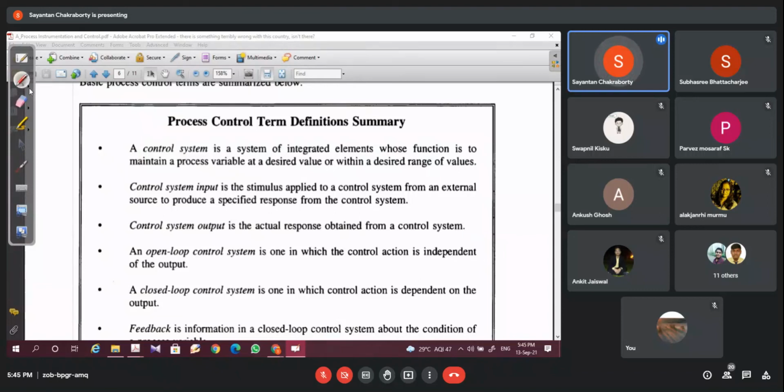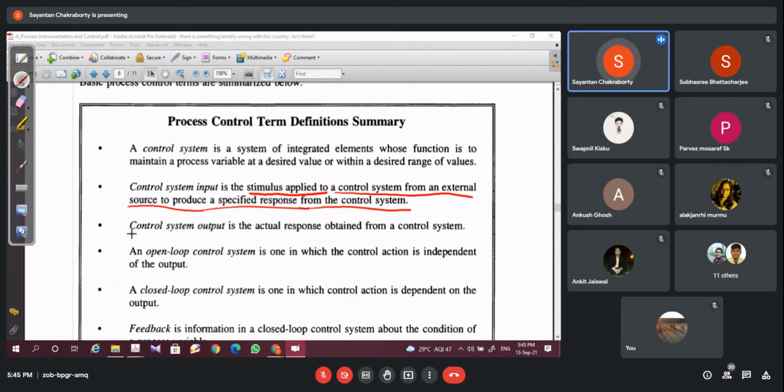What we mean by a control system. Then from that it proceeded. That is, what are the control system inputs? The control system input is basically the stimulus that is applied to a control system from an external source, obviously, to produce a specific response from the control system. That is the desired response that will drive the desired controlled variable to the desired level.